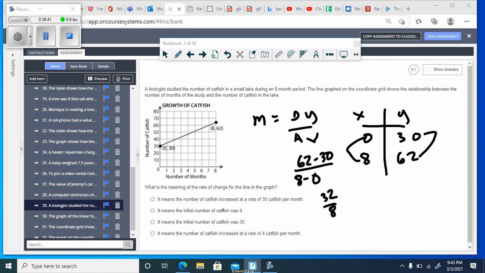Okay, so that means your number of catfish is increased at a rate of 4 catfish per month. Because if you divide that, you got 4. And that's 4 catfish is your y over your x, which is months. 4 catfish per month.